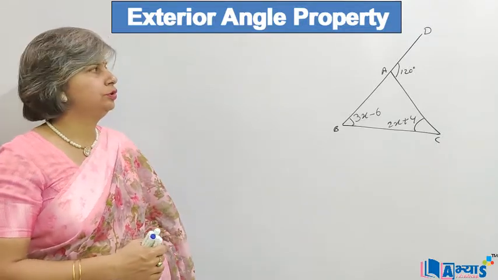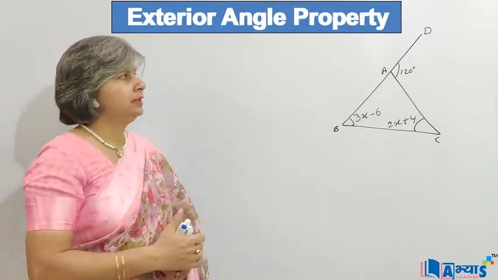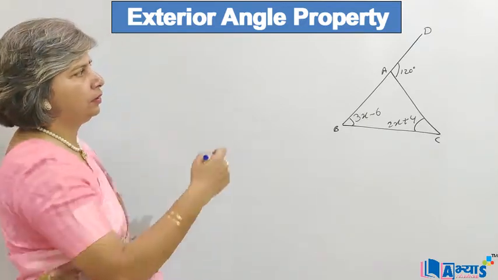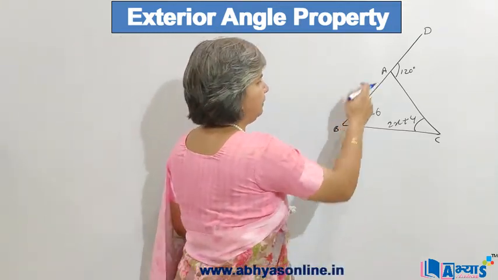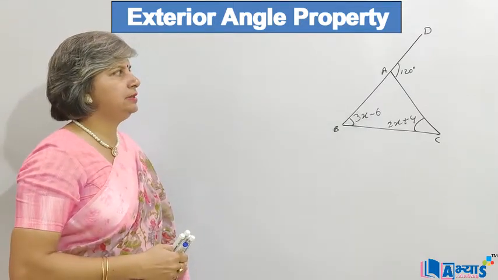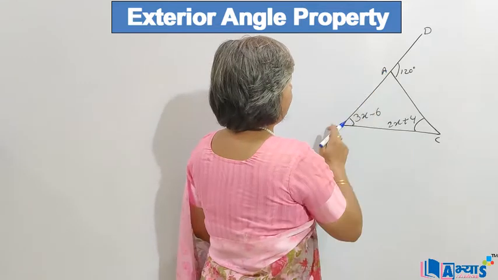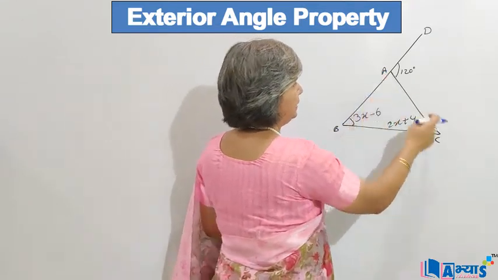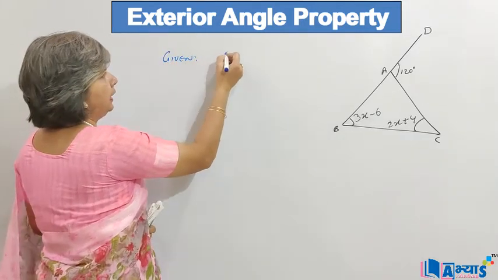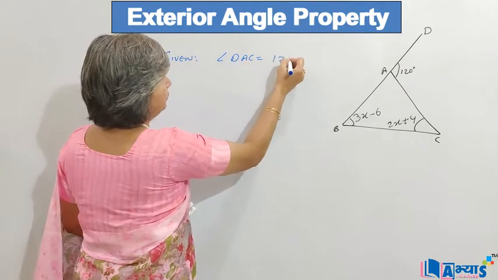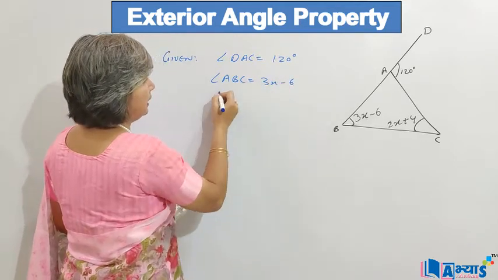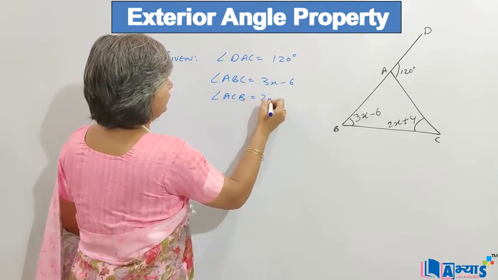Now let us discuss a question on the concept of exterior angle property. The exterior angle property states that the exterior angle is equal to the sum of interior opposite angles. In the figure we have been given a triangle ABC where BA has been extended to D. We have been given that angle DAC is equal to 120 degrees, angle ABC is 3x minus 6 and angle ACB is 2x plus 4.